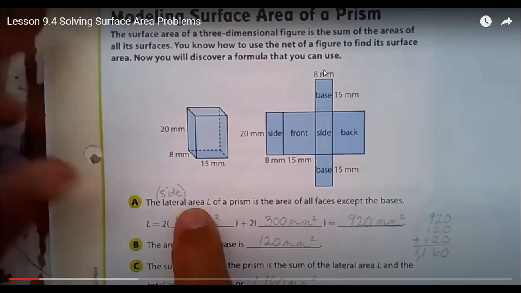So to calculate the area for this base, you are going to multiply 15 times 8, and by the end, you will multiply it by 2. Why are we going to multiply by 2? Because the bases are congruent. Then to calculate the surface area for any prism, we have to calculate the area of the lateral faces and then the area of the base, and then we will add all of them together.